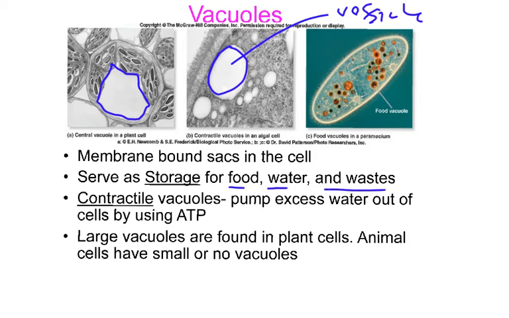But there are some specialized vacuoles like this vacuole in the paramecium. This is the contractile vacuole. It can pump out excess water, preventing that cell from swelling and bursting due to osmotic movement of water, okay? And then, like I said, plant cells are characterized by large vacuoles. Animal cells, much smaller vacuoles, oftentimes called vesicles.